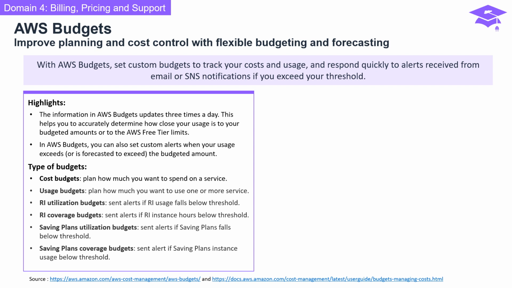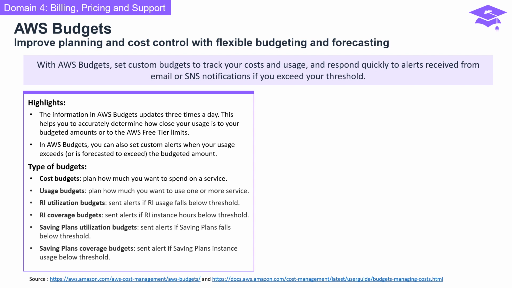Cost budgets: plan how much you want to spend on a specific service. Usage budgets: plan how much you want to use one or more services. Reserved instance utilization budgets: receive alerts if reserved instance usage falls below a specified threshold. Reserved instance coverage budgets: get alerts if reserved instance hours fall below a defined threshold.